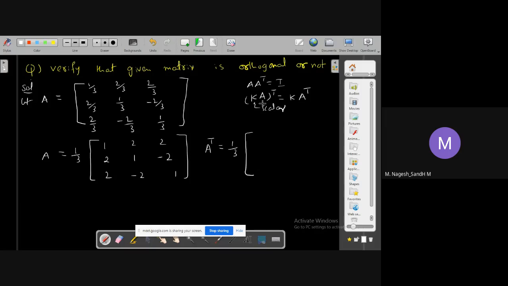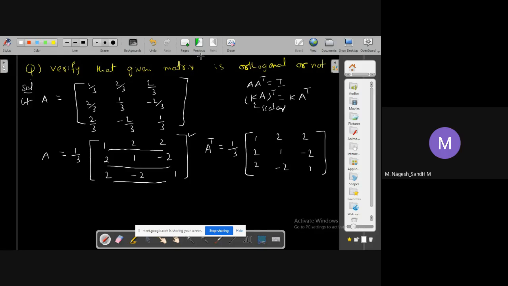Next, we have to do this matrix transpose. This first row 1, 2, 2, write in column: 1, 2, 2. Second row 2, 1, minus 2, column: 2, 1, minus 2. Third row 2, minus 2, 1, column: 2, minus 2, 1. So now you have the A matrix and the A transpose.